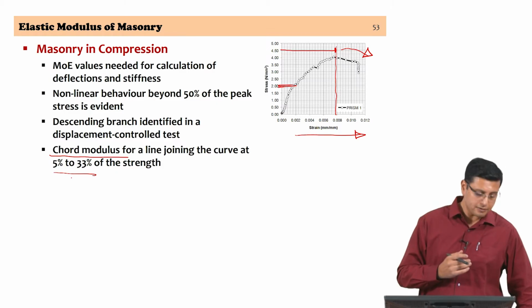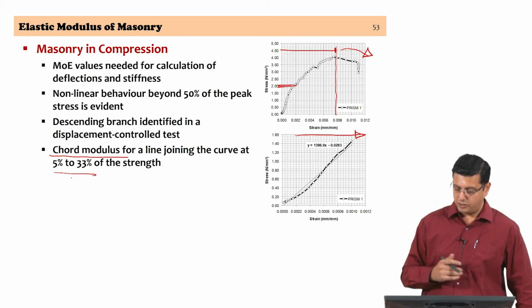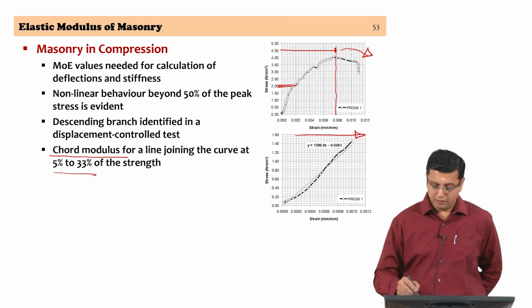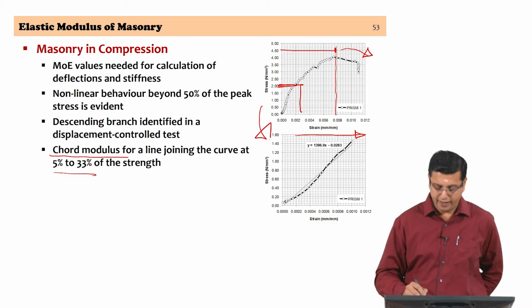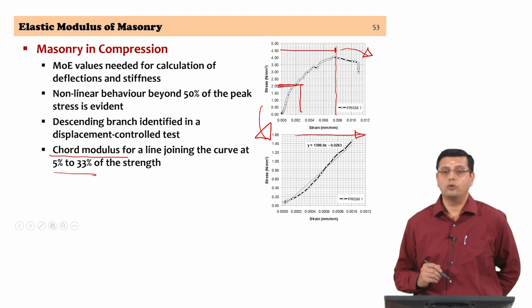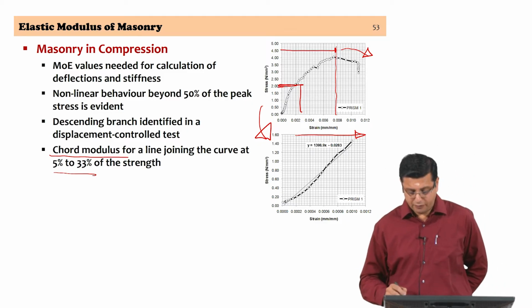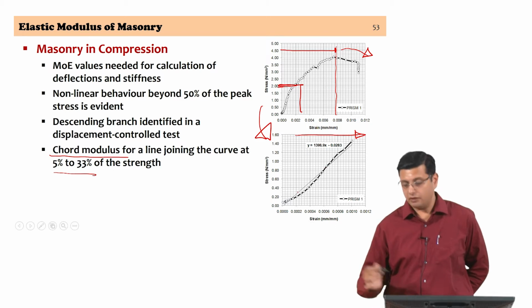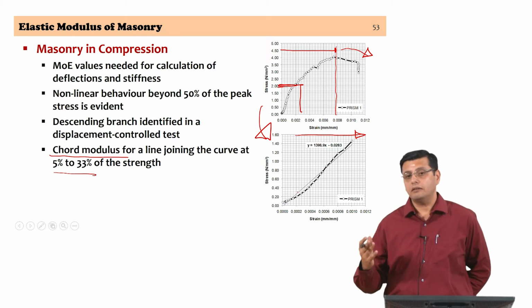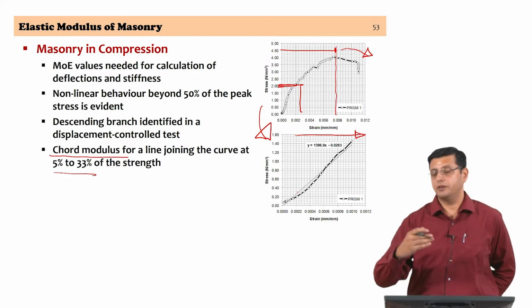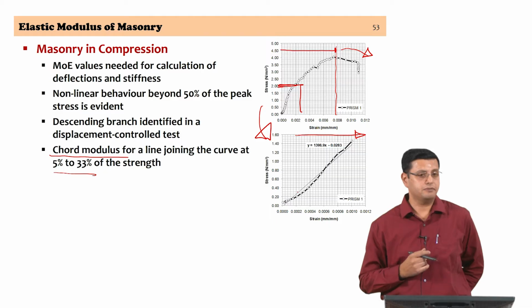So, if I were to zoom in on this initial 1/3 of the stress strain curve, the initial 1/3 is what is enlarged for you in the figure down there, and you see that the chord modulus that we are looking at is examining a 5% to 33% range. Why 5% is the question.